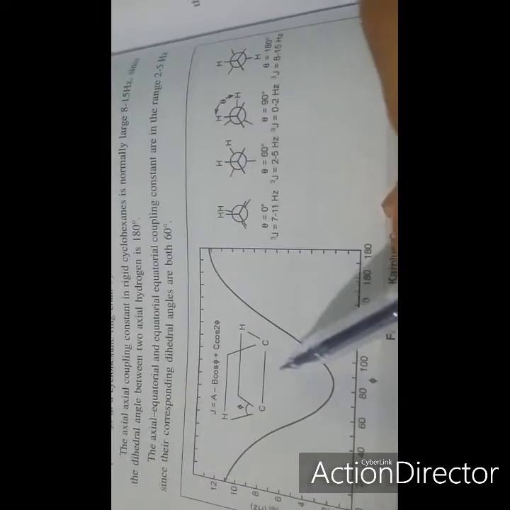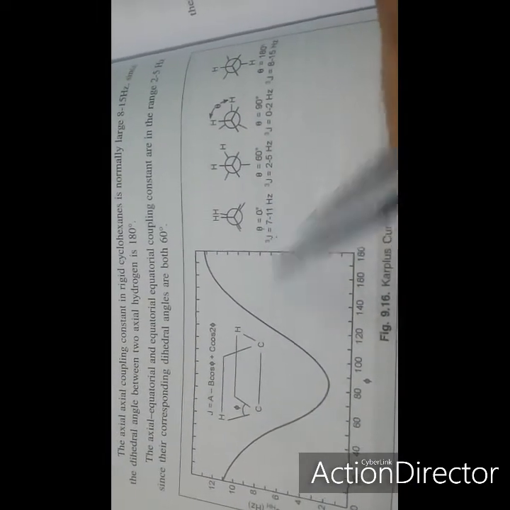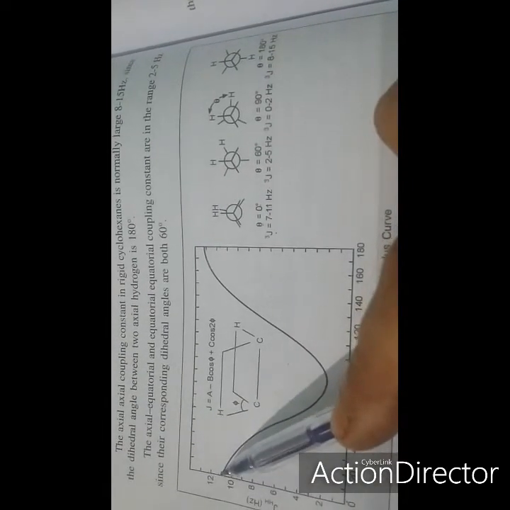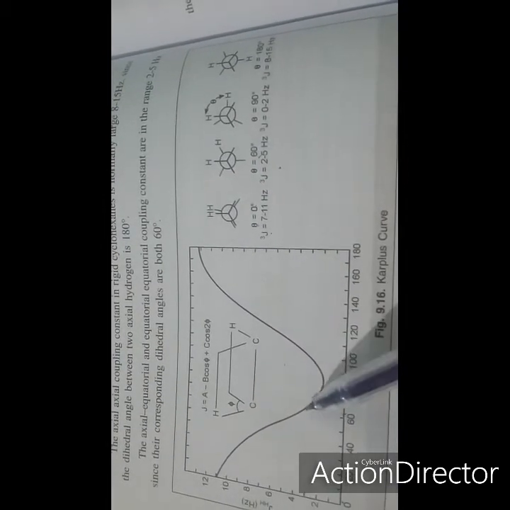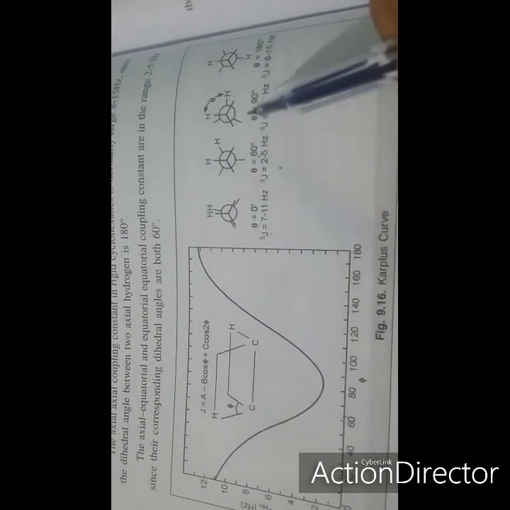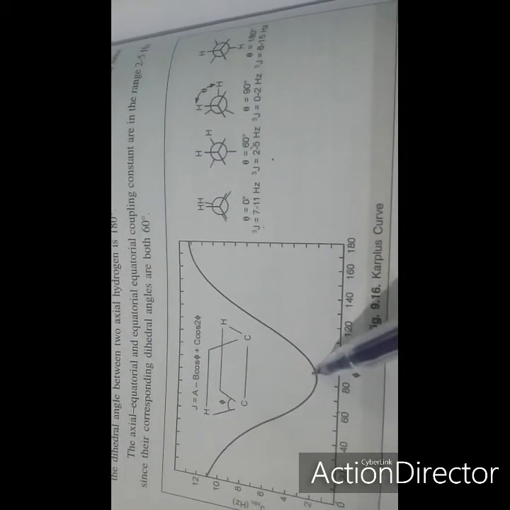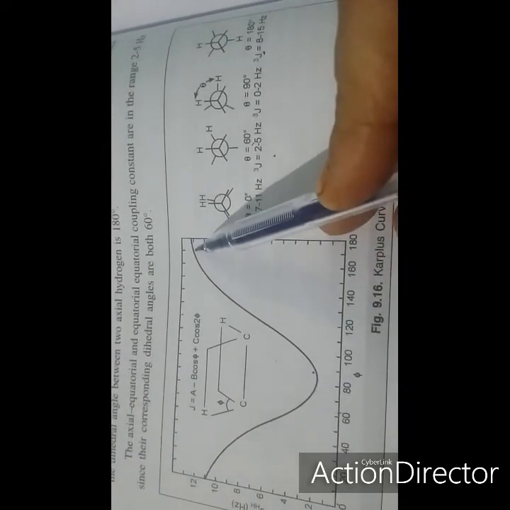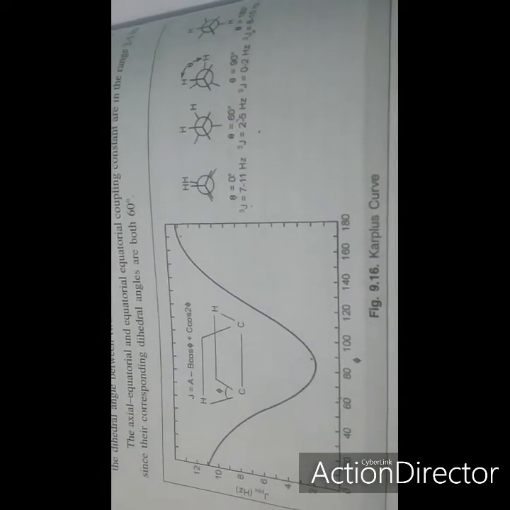This is the detailed diagram which is showing the J value. When theta is 0, the J value is 7 to 11. When theta is 60, the J value is 2 to 5. When theta is 90, it is 0 to 2. And when it is 180, the J value is 8 to 15. So this is the range.